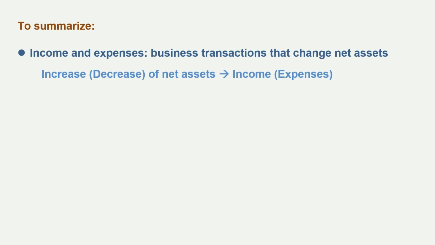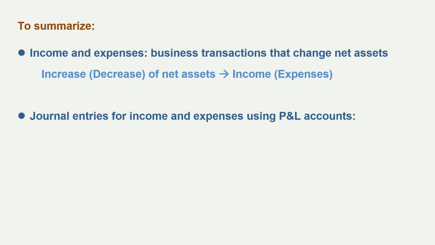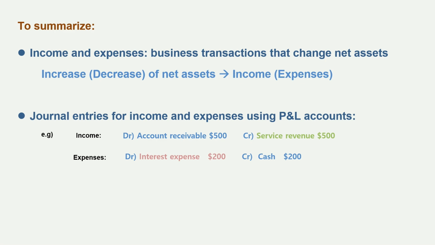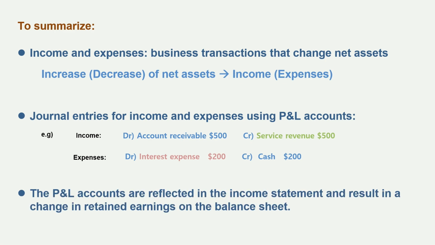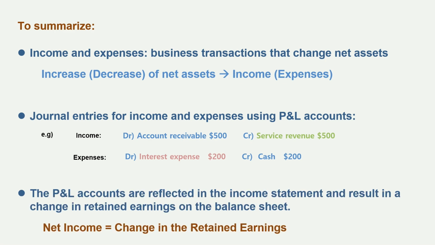Let's summarize what we've learned so far. 1. Income and expenses are transactions from operations other than capital transactions with shareholders that result in a change in net assets, and accordingly, retained earnings and equity. 2. The journal entry for income and expenses uses the profit and loss account, which shows the specifics of the transaction. For the income, the increase in net assets is recorded on the debit side, and the P&L account appears on the credit side, and the other way around for the expenses. 3. The P&L accounts in the journal entries will be shown in the income statement and will result in a change in retained earnings on the balance sheet.